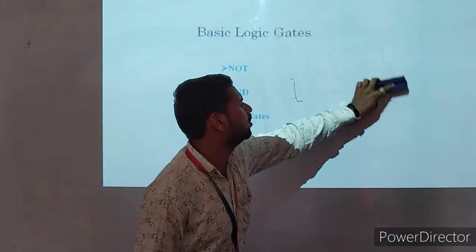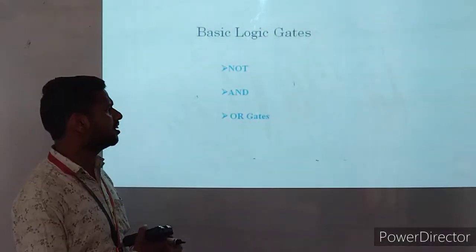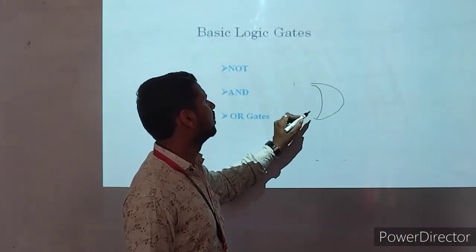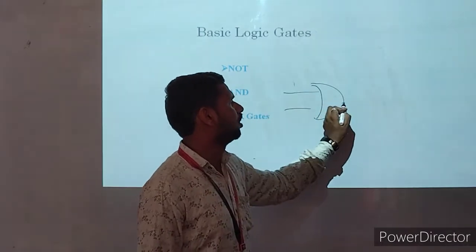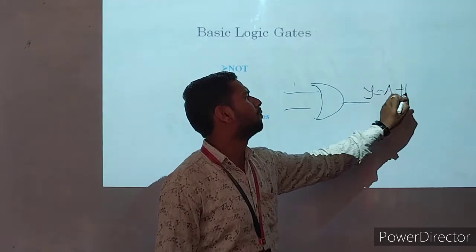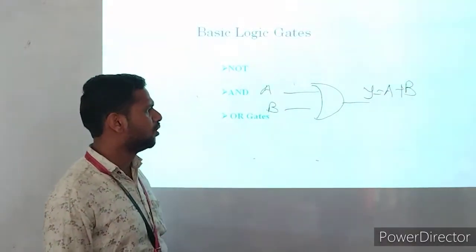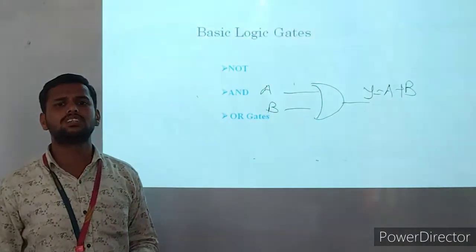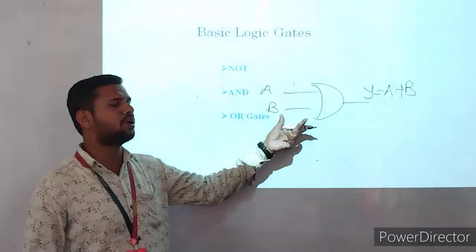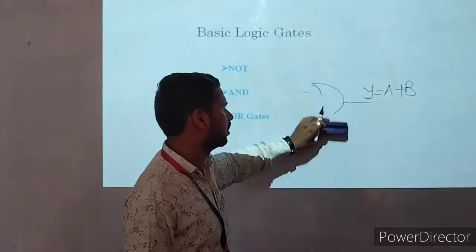Next, the next basic gate is the OR gate. It is similar to the AND gate in that it can use two or more inputs. The OR output expression is Y equal to A plus B, if A and B are the two variables. When only one input is high, the output will be high. That is the logic of the OR gate.